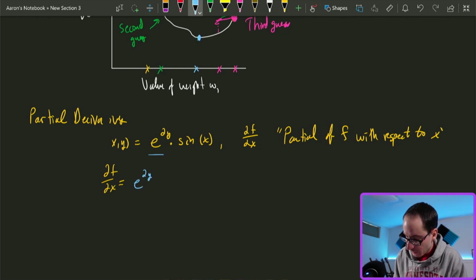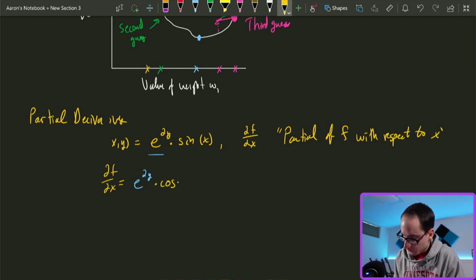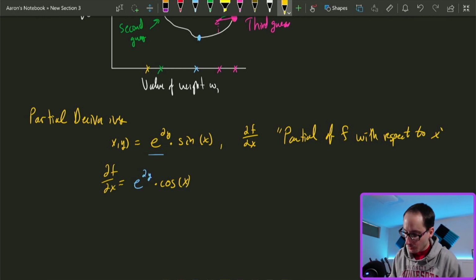So we have e to the 2y. Then we take the derivative of sine of x like you normally would. Derivative of sine is cosine x. And that's the partial derivative of f with respect to x.